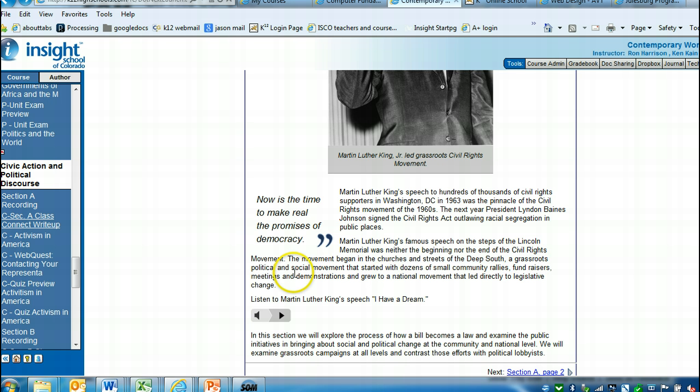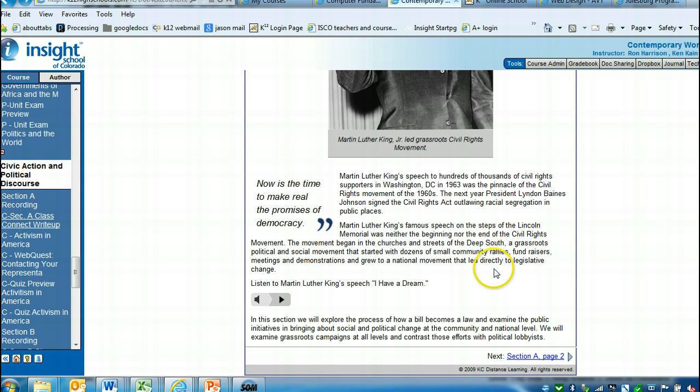And it was a grassroots political and social movement that started in dozens of small communities. They had rallies, fundraisers, meetings, etc., because they were upset about the way that African American people were being treated. So you can see it started out as a small grassroots movement, and then it became a national movement, and ultimately it caused laws to be changed, caused people to change the way they looked at other people, etc.